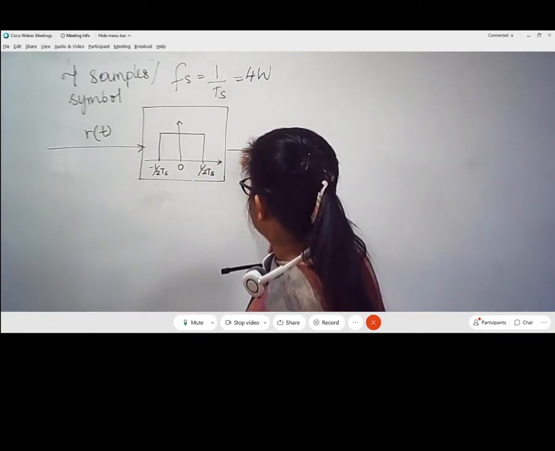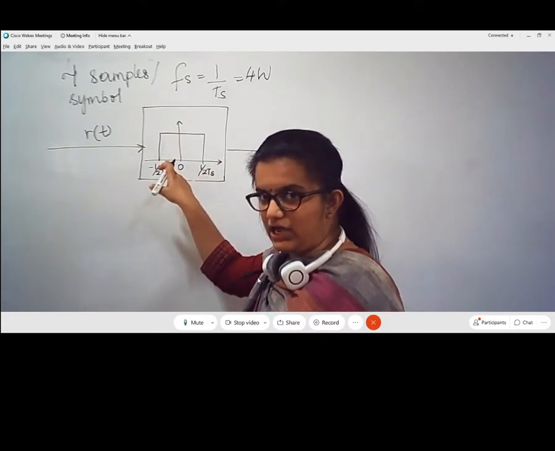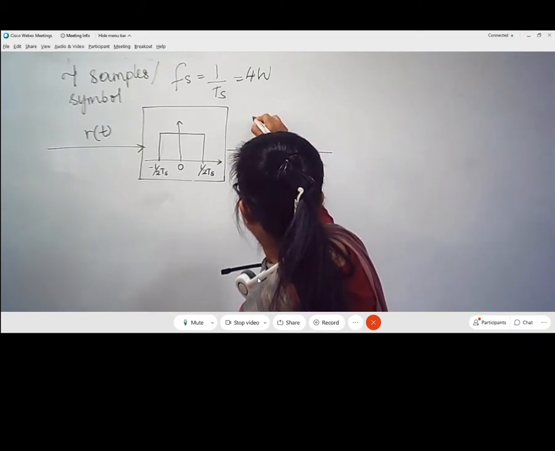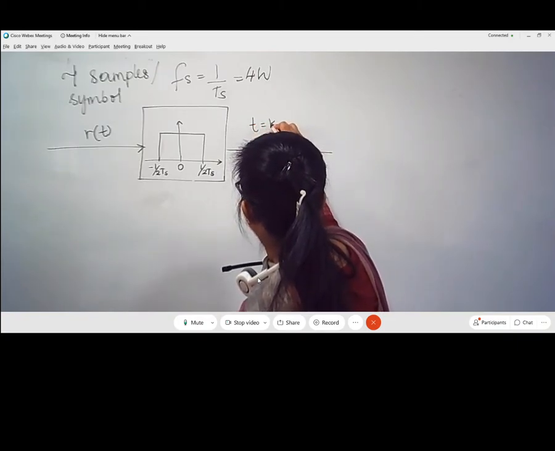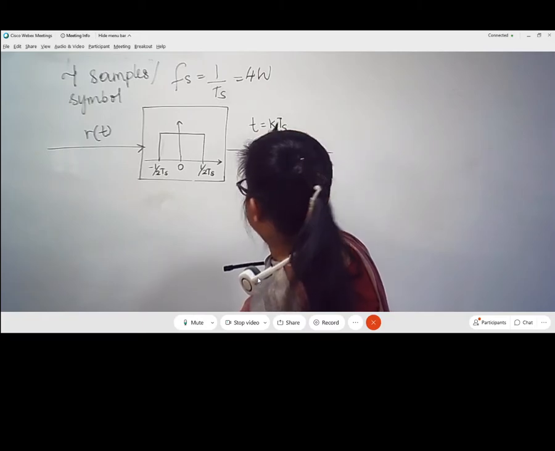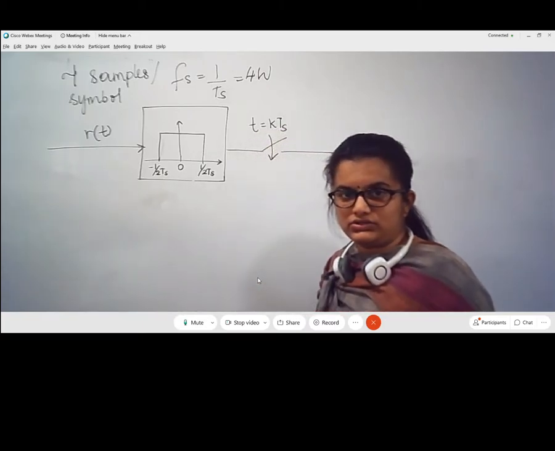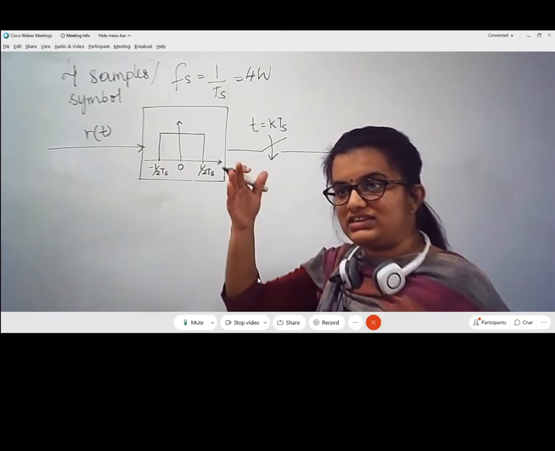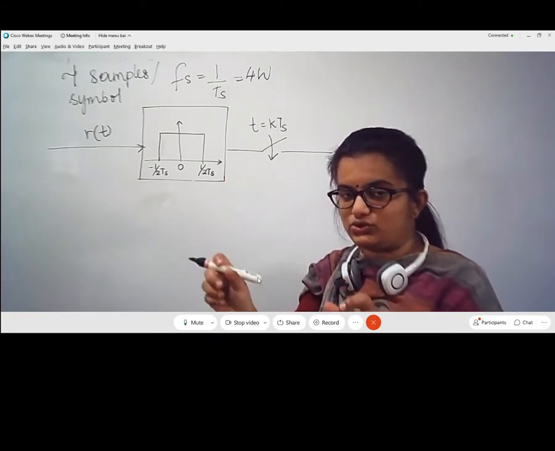Now once I have filtered it out, I am going to sample this, or I am going to obtain the samples at the time instances k into Ts. So at least for one symbol I need 4 samples, right? So I need to sample at Ts duration, giving some Ts duration time.